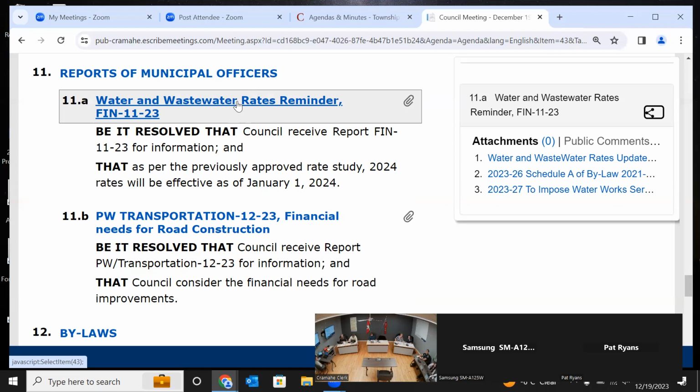Yes, we can bring a report every year as a reminder and to let the public know that the rates would be changing. I think the purpose of this report was to just say that that study was already approved, the rates have already been approved. So there's no bylaw required as per se, but we can definitely bring a report on an annual basis every time the rates are changing.